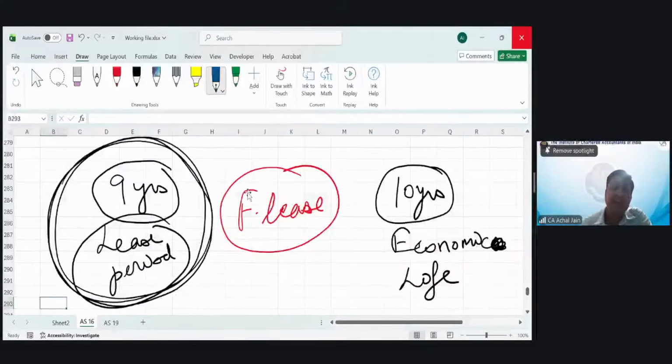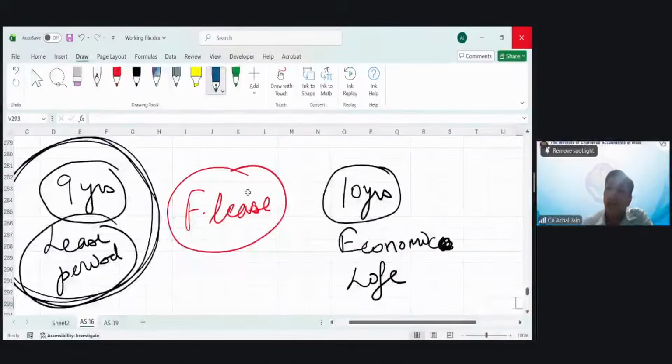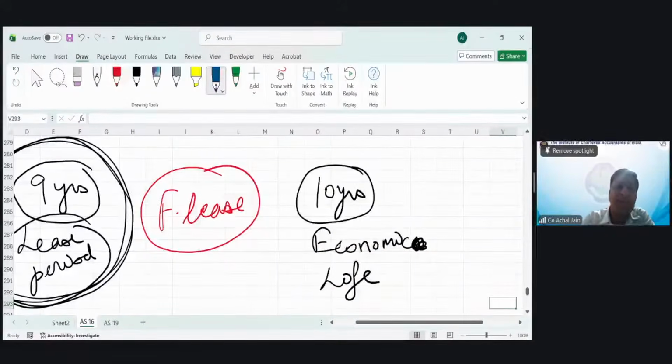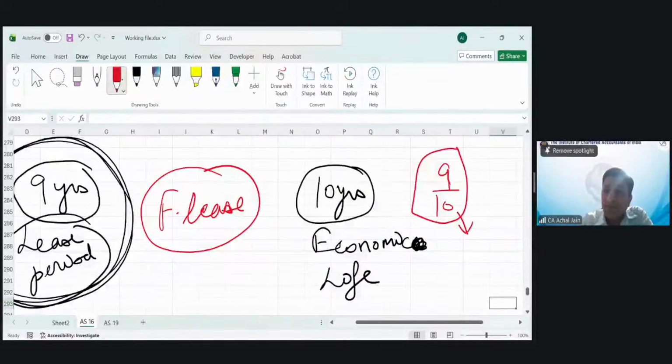Now in this case, can you tell me the proportion of lease term over this economic life? Can you calculate this? Let me know what percentage it becomes. Tell me. Quickly, huh? Sridhar, what percentage is this? Sridhar, you're there, not there? What percentage is this? 90%, sir.